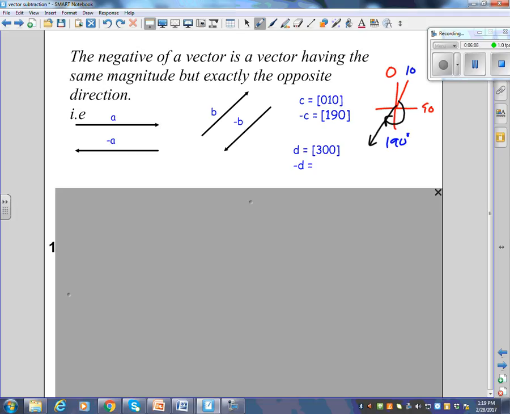Brett says if 300 was D, negative D would be 120. Why did he subtract 180? Why did he not add 180? Because it would go past 360. We're already past 180, so instead of adding 180, you're just going to subtract it. Does that give me the same answer? Yeah. You could add it, but then you'd have to subtract 360.